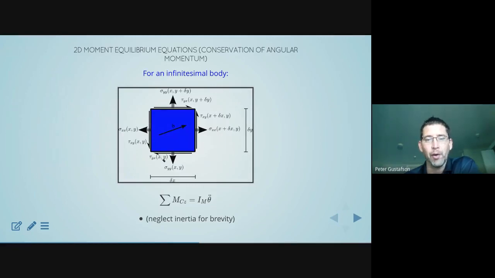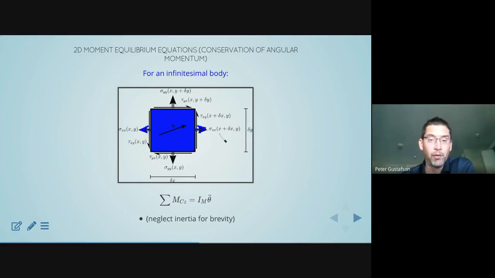What we need to do now is calculate moments about the center. Let's look first at the normal stresses. Do the normal stresses contribute anything to a moment about the center? Tyler says no. Scott's shaking his head. And you guys are absolutely right.